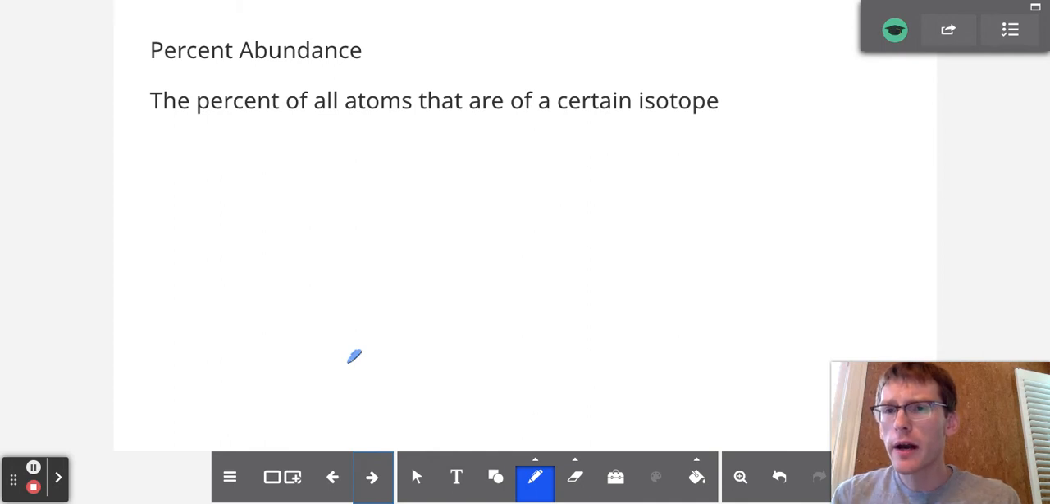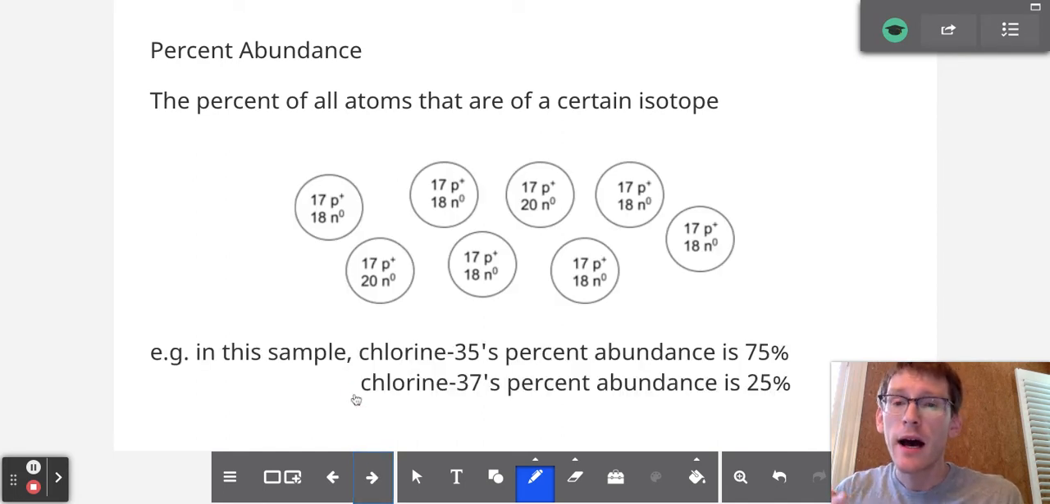So before we move on, I want to address what percent abundance is. And this is just the percent of all atoms that are of a certain isotope. And what I mean by that is, let's say we go back to our original sample. In this sample of 8 atoms, 6 were chlorine 35. So 6 out of 8 is 75%. And our chlorine 35's percent abundance would be 75%. There are only 2 atoms of chlorine 37 out of the 8, so 2 out of 8 would give us our 25% abundance of chlorine 37.